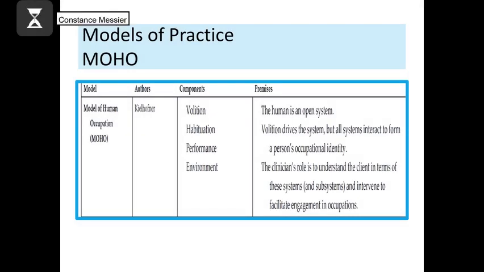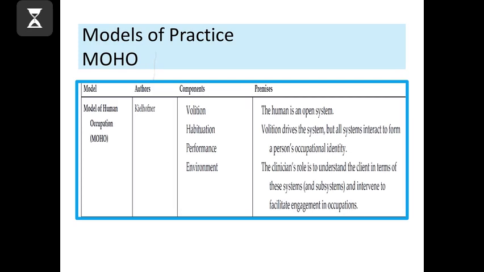The information from the next set of slides comes from table 10.1 in your text on page 157 if you would prefer to look at it in that format. So here we're going to talk about MOHO, which is a model of practice, the model of human occupation. In these slides, you're going to see who the authors are. So Kielhofner, you're going to hear about him anytime anyone talks about MOHO. And what are the components of MOHO? Well, they look at volition, habituation, performance, and environment.